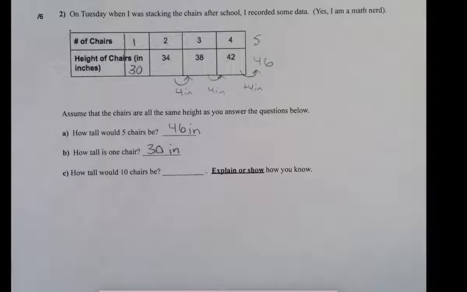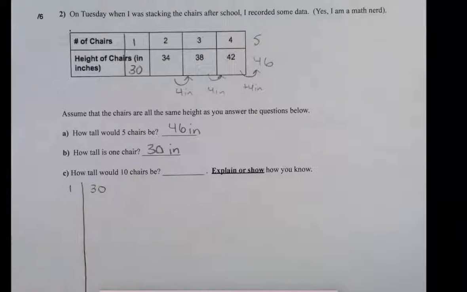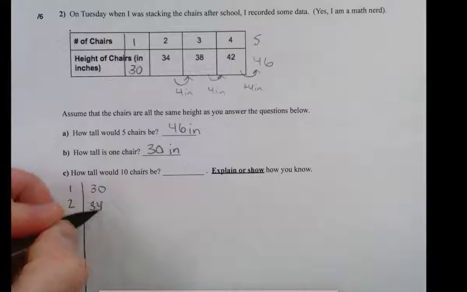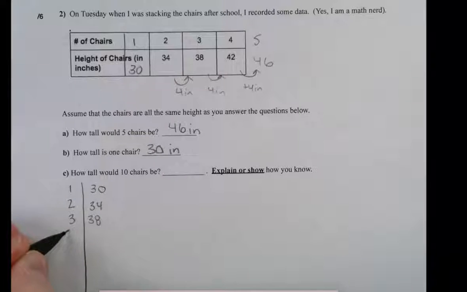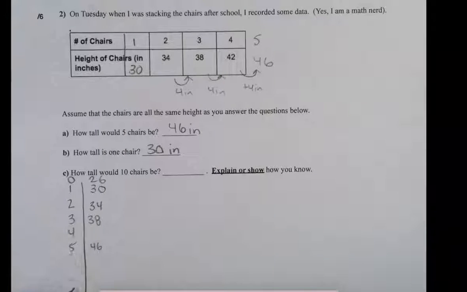Okay. So how tall would 10 chairs be? Explain or show how you know. Well, there's a bunch of different ways we can do this. We could just start at 1. If we have 1, we have 30 inches. We have 2, we have 34. 3, we have 38. There's 4, we already know 4. 5 was 46. You cannot just double it because this is not a proportional relationship, okay? Because if you had the 0 value, we would be at 26. So it does not have the 0, 0 relationship. So we can't just double 5, but we could just keep listing out until we got to 10.